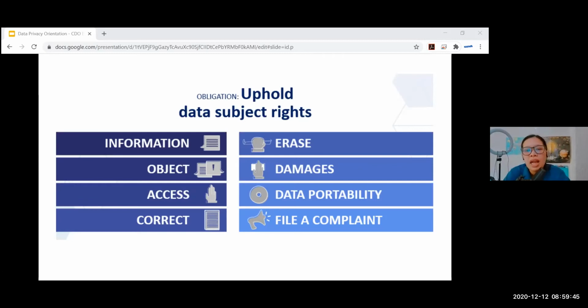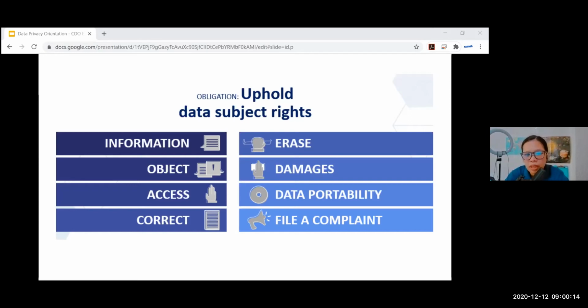Next, access. The data subject should also have the right to access. This actually means that wherever they are, they can access it. It's the right to know whether data concerning him or her are being processed. They have the right to access information about them if it's really in your system.